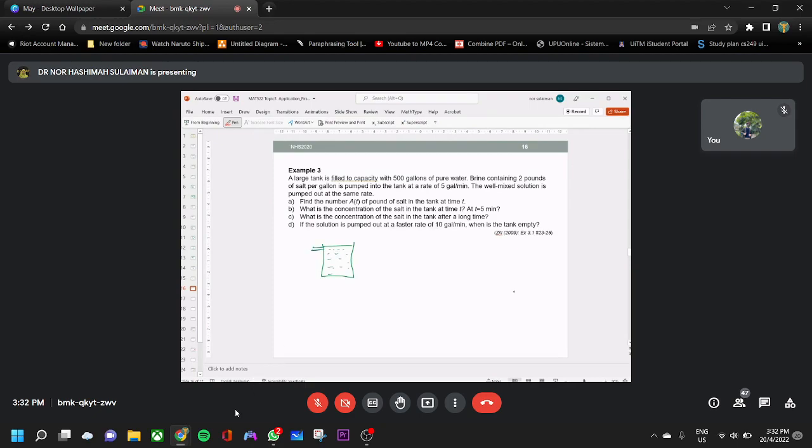Okay, katalah ini dia punya tank, ini ada inlet dengan outlet ni. Brine containing 2 pounds of salt per gallon is pumped into the tank at the rate of 5 gallon per minute. Maknanya dia ada larutan garam. Okay, so katalah kita define X to be the amount of salt. X(t) is defined to be the amount of salt in the tank at time t.